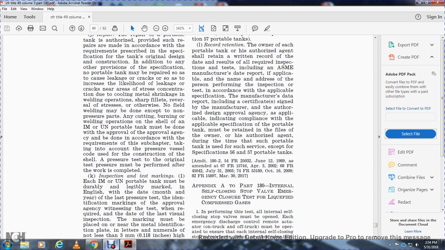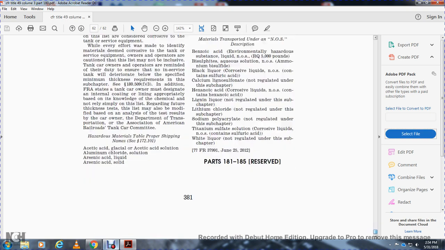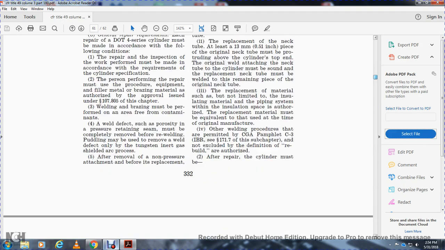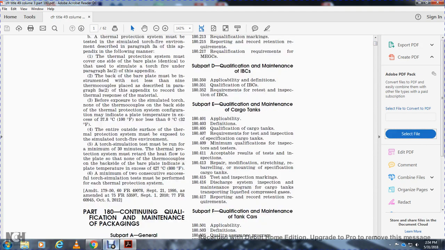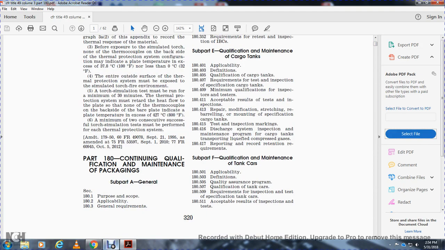Appendix A, I don't read the appendixes, but that completes Part 180, continuing qualification and maintenance of packaging.